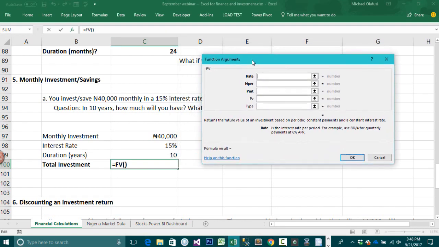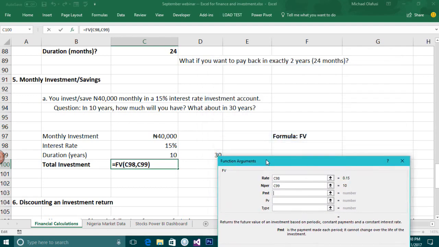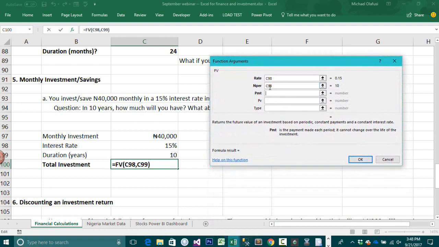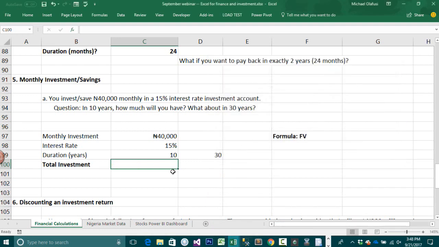At what rate is the investment growing? It's growing at a 15% rate. And what's the number of periods? You're saving for 10 years. And how much are you putting in every year? You're putting in 40,000 naira. No, this is not right. Let's see, monthly. It's a monthly calculation. Let me redo that because it's a monthly calculation.